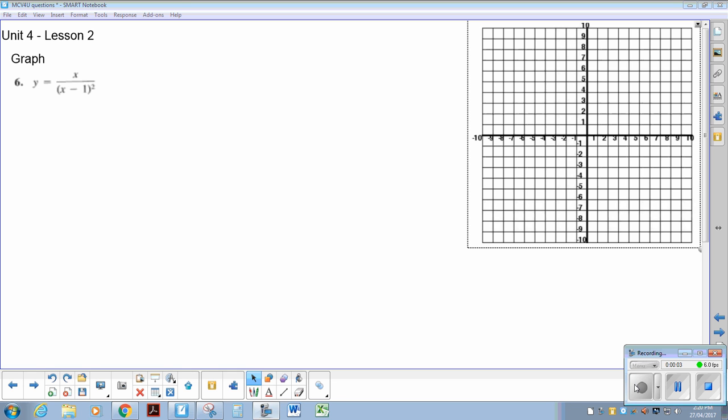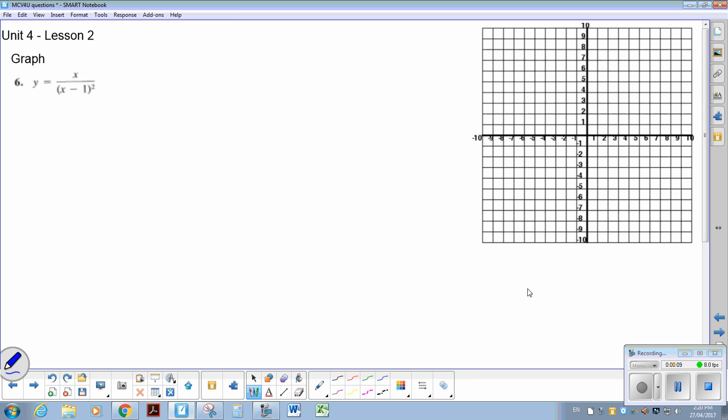Hello, I've had a question about Unit 4, Lesson 2, and I'm looking at question number 6, and it's a graphing question. So when I look at these types of questions, first thing I do is take the first derivative. So I'll go ahead and do that. I'll use quotient rule. So we end up with this minus x derivative of that using your chain rule, like that. And it's going to be over (x minus 1) to the fourth.